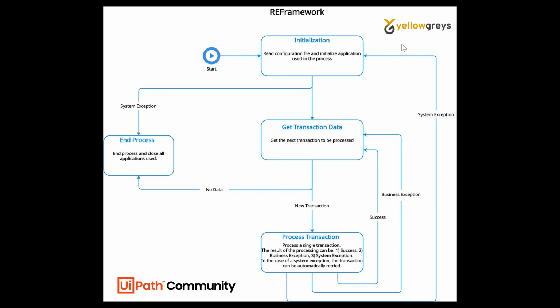So this is the RE framework explanation, and you may get a little confused about it, but no worry. In the upcoming sessions, we are going to split this RE framework into two parts. One is a dispatcher, the other one is a performer. In the dispatcher, we are only going to use the initialization part, process transaction, and the end process. For the performer, we are going to use initialization, get transaction data, process transaction, and end process, including the queue. How we are going to use the queue, and what the benefit of the queue is there, everything we are going to cover in the upcoming sessions.